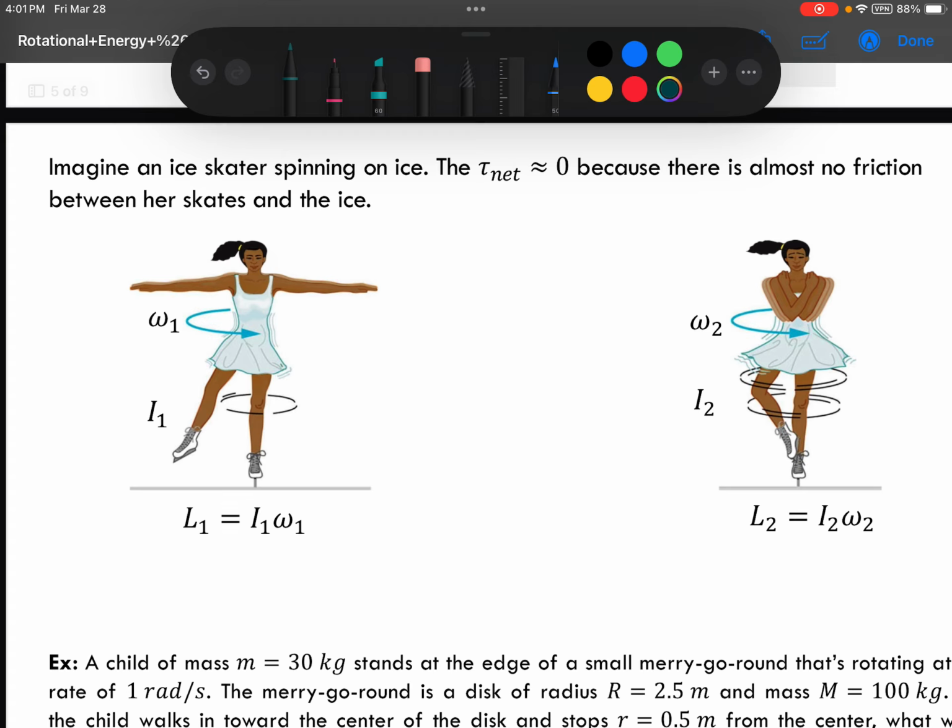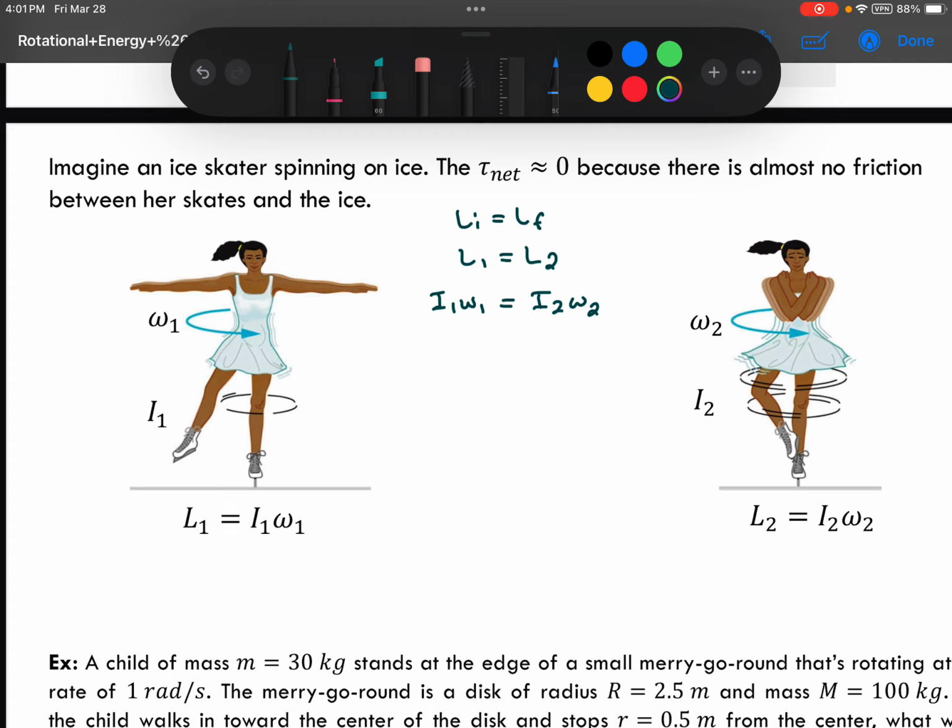Since the net torque is 0, we know that angular momentum is conserved. So her angular momentum on the left is equal to her angular momentum on the right. L1 is equal to L2. And so that means that I1 omega 1, that product, is equal to I2 omega 2.